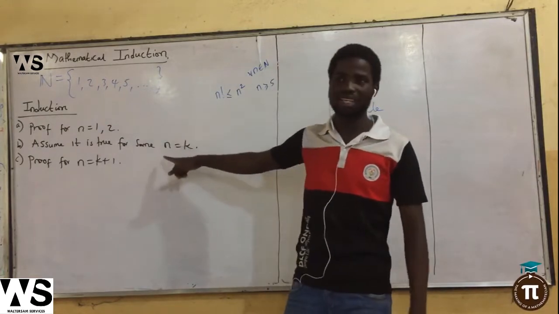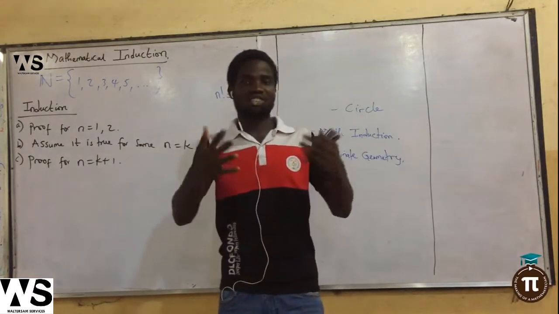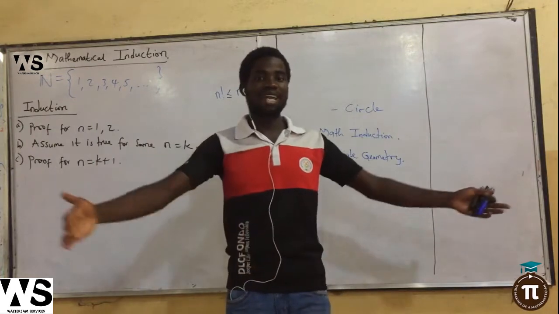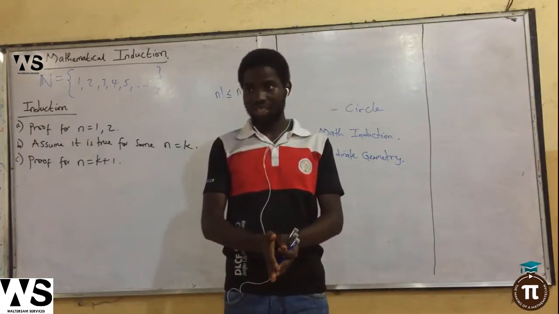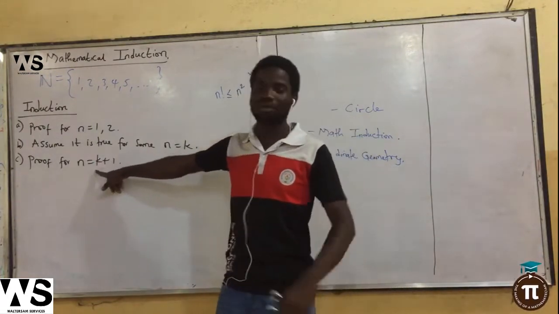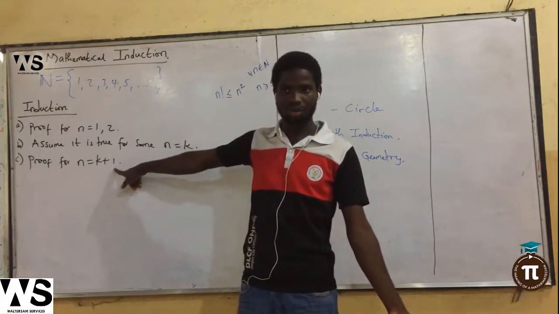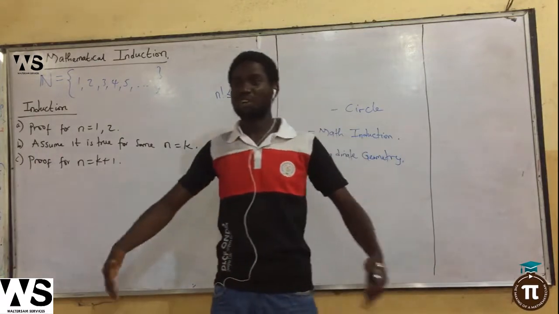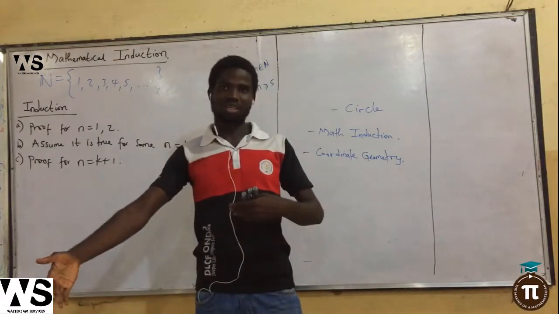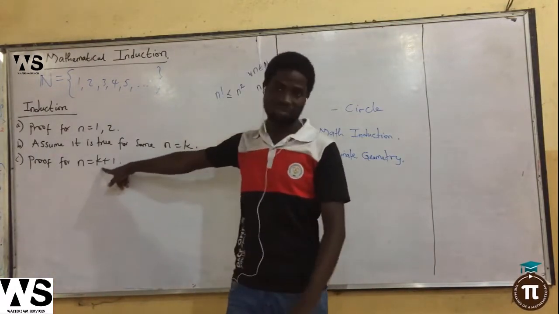Assume it is true for some n equal to k, that is, let us assume that it is true for the first 10. Now you prove. Let us check whether it will be true for 11, that is k plus 1. Or let us assume it is true for the first 100. How about 101? Will it be true? That's the meaning of k plus 1.